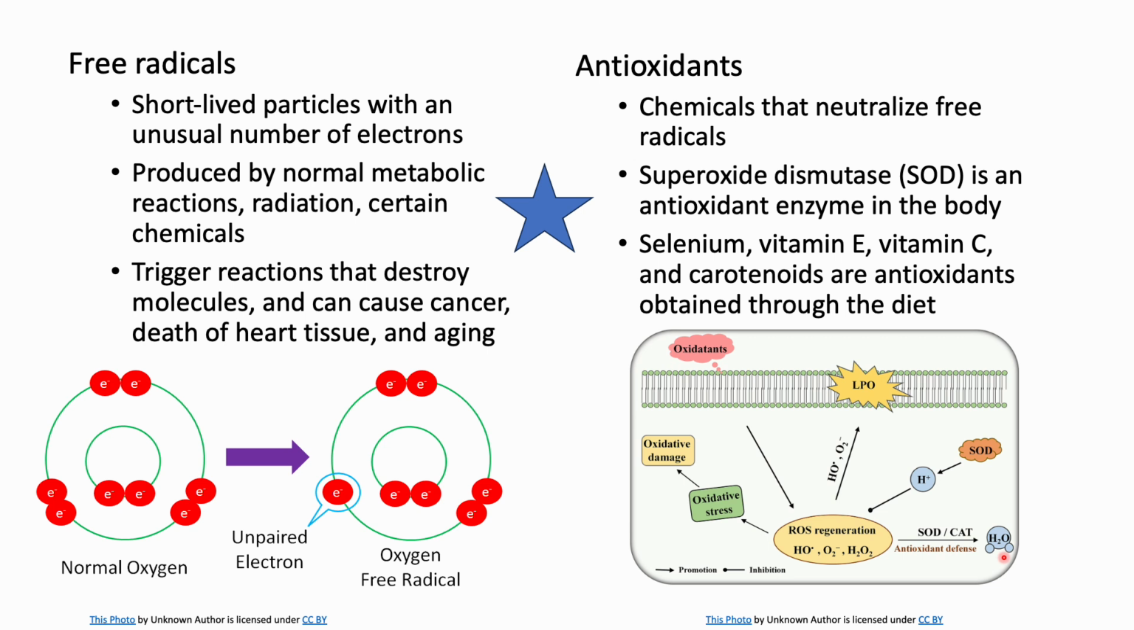Other examples of antioxidants are selenium, vitamin E, vitamin C, carotenoids. So that's why we need to have a variety in our diet, so we can get antioxidants into our system. So now when you go to the supermarket and you see "rich in antioxidants," now you know why you need those antioxidants. All right.